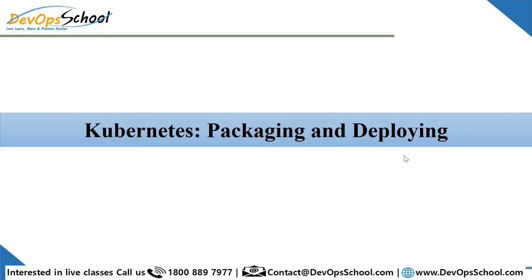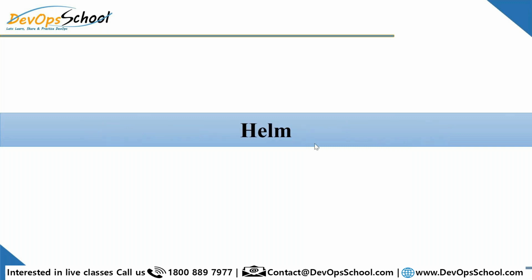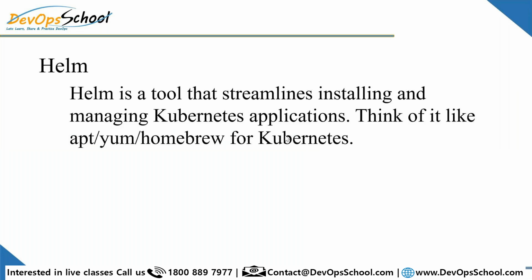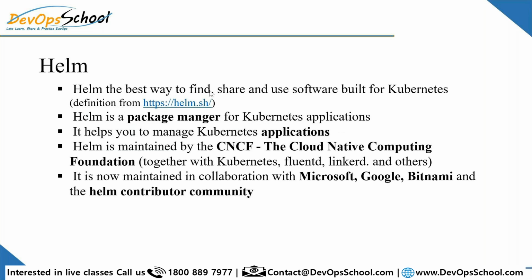So what is Kubernetes Helm? Helm is a packaging and deploying tool in Kubernetes, only Kubernetes. It's a tool, and I'll teach you how to install it. It helps you to streamline the installing process and deploying of applications. You can think of it like apt, or Homebrew for Mac and all kinds of things. It is the best way to find, share, and use software built for Kubernetes. It is a package manager which will help you to manage Kubernetes applications.